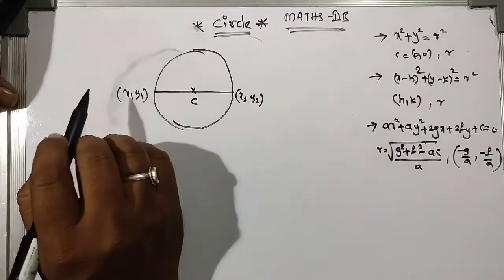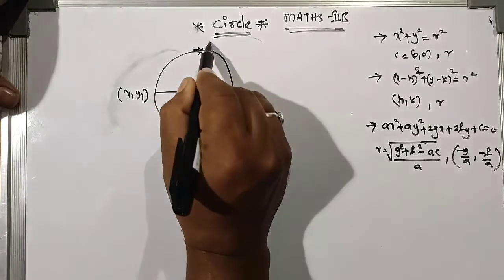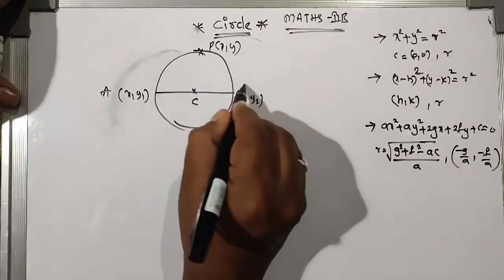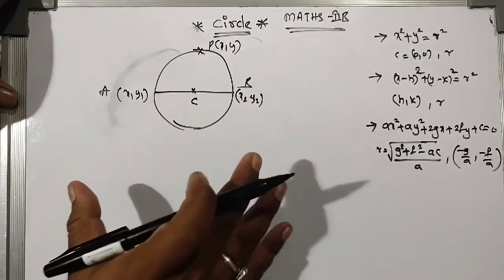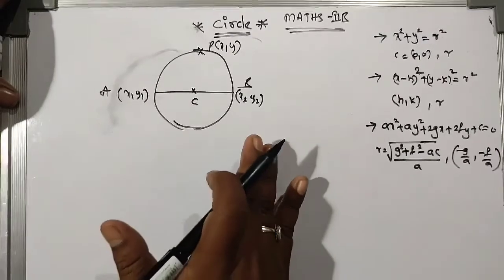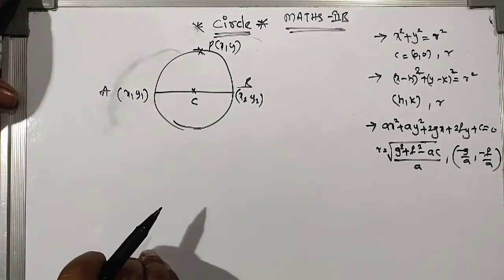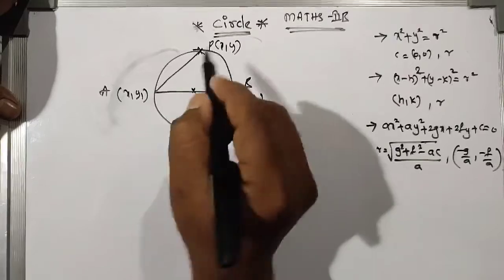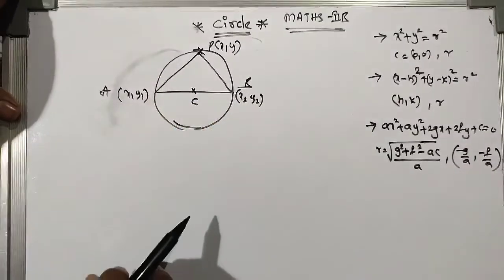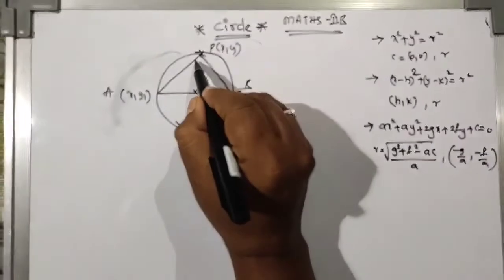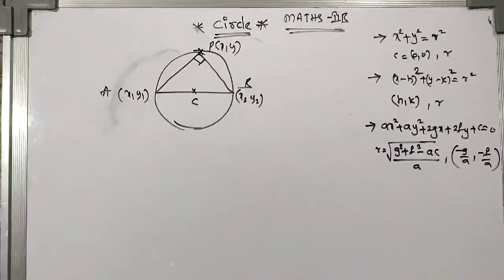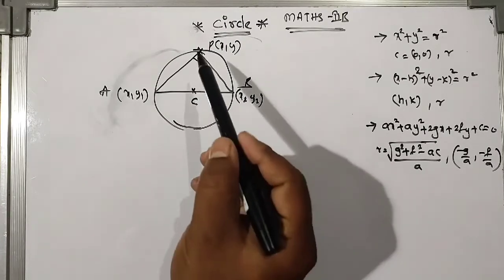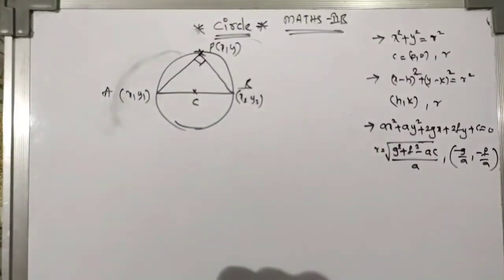To find the formula, we assume that a point P, x comma y, is on the circle. It is the point A, it is the point B. Here AB is the diameter, and A is x1 y1 and B is x2 y2. Take P, x comma y, as a point on the circle. If you join PA and PB, this angle becomes 90, because we already know that the angle in a semicircle is always 90. Therefore PA and PB are perpendicular to each other.